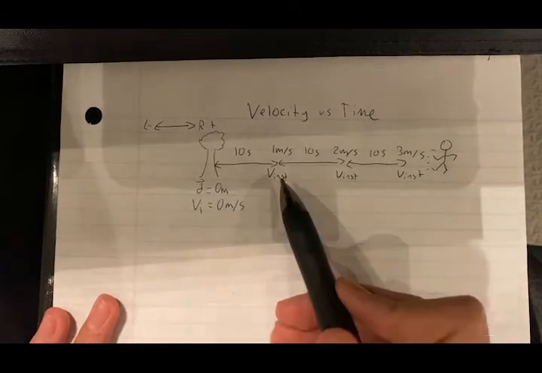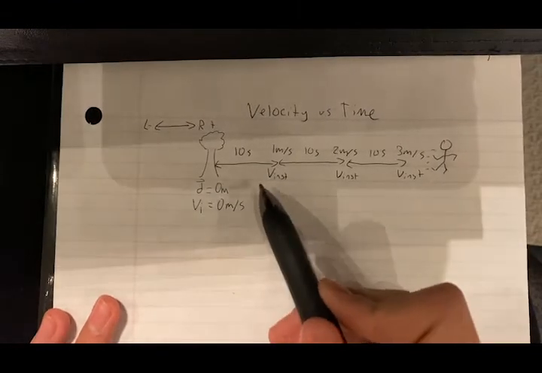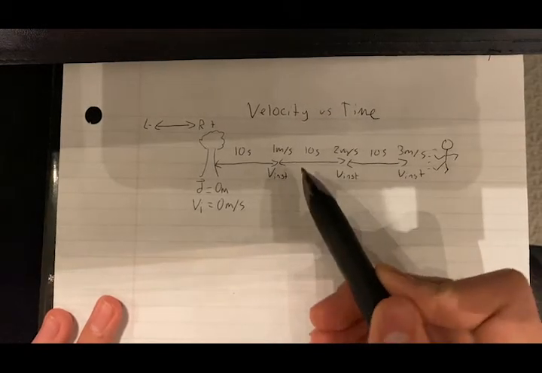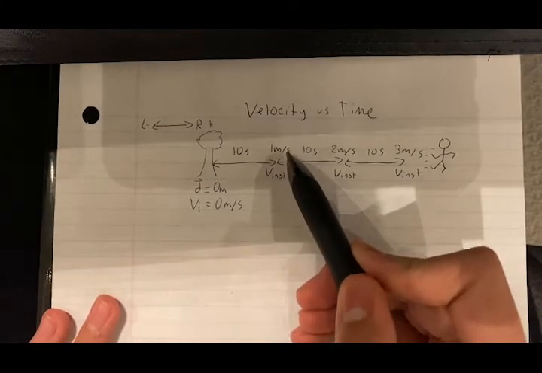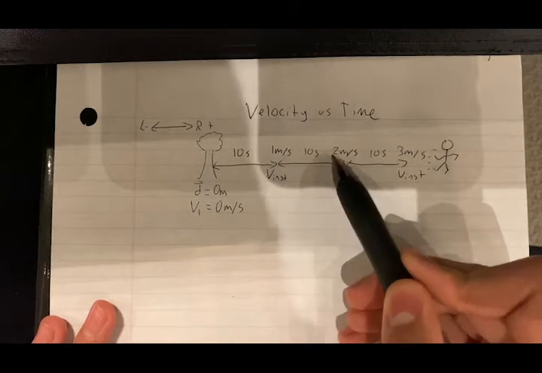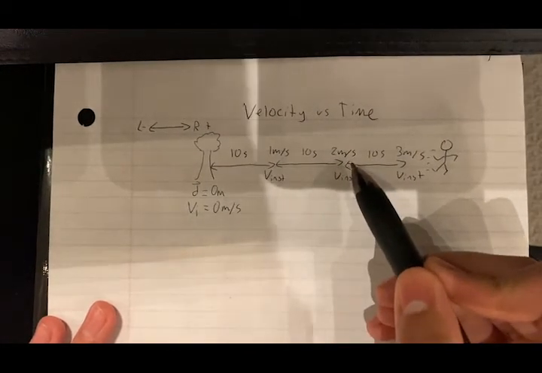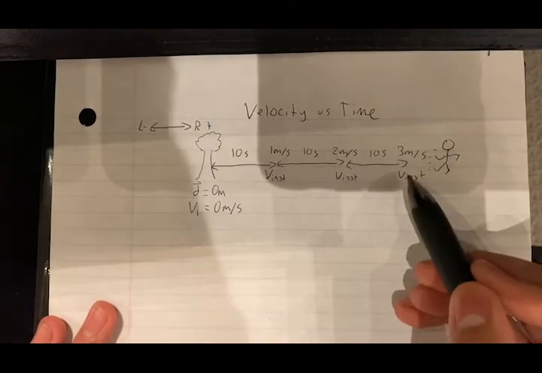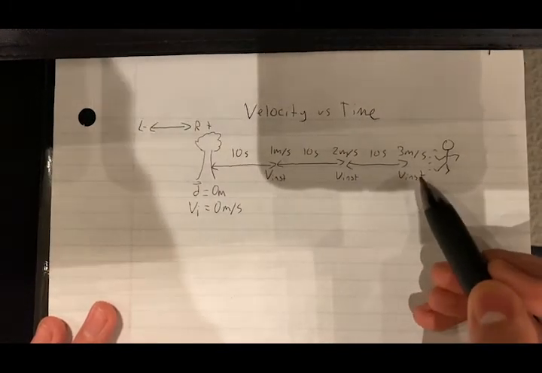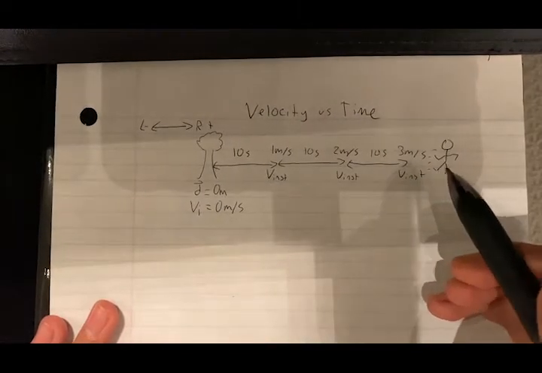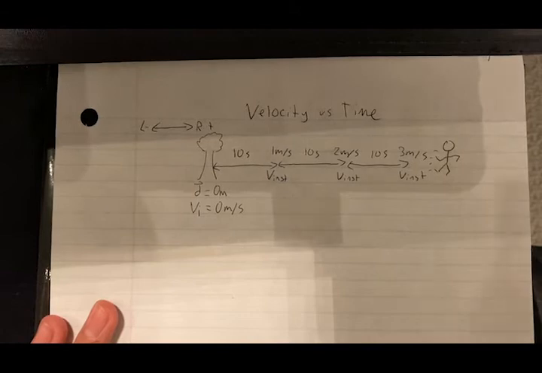Let's have a look at his motion running away from this tree. After 10 seconds of running away, his instantaneous velocity, which means his velocity right at that point, is 1 meter per second. Then another 10 seconds goes by, and his instantaneous velocity is 2 meters per second. Another 10 seconds goes by, and his instantaneous velocity is 3 meters per second. Now let's have a look at how this would look on a graph.